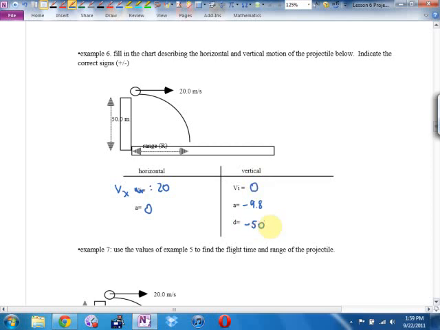Cassidy, how many different quantities do I know in my horizontal? How many do I know in my vertical? Where do you think I'm going to start solving stuff then? I got more stuff to work with in the vertical.